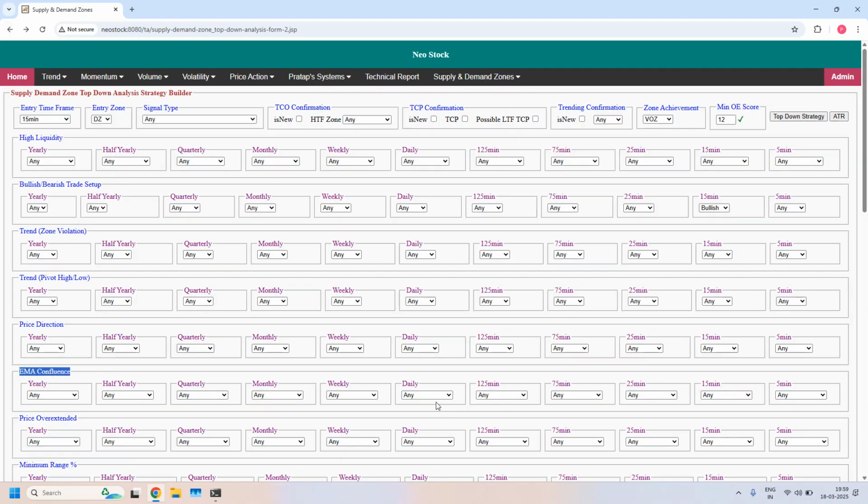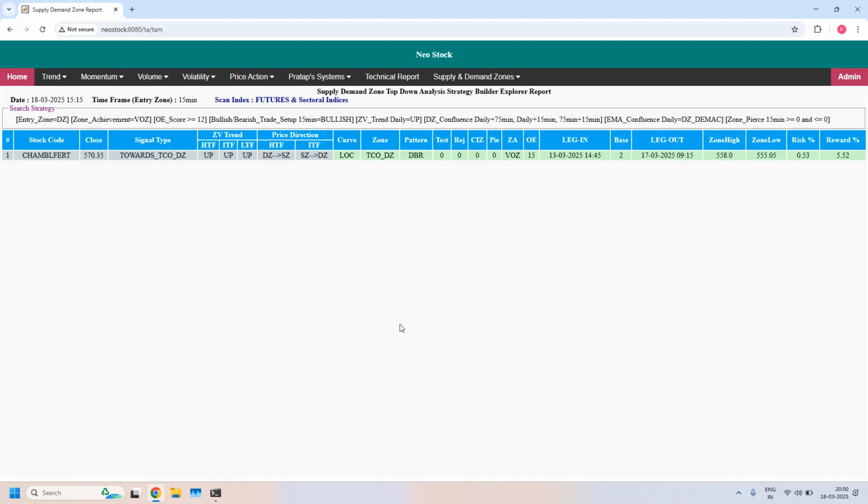In the EMA confluence at daily time frame, I am setting the filter daily demand zone having daily EMA confluence. At the same time, trend on the daily should not be sideways. It should be only uptrend because it is a bullish trade setup. Let's filter. So we got that stock. So this stock is having even more high probability to get the success. So this is the bullish trade setup for daily income trade.